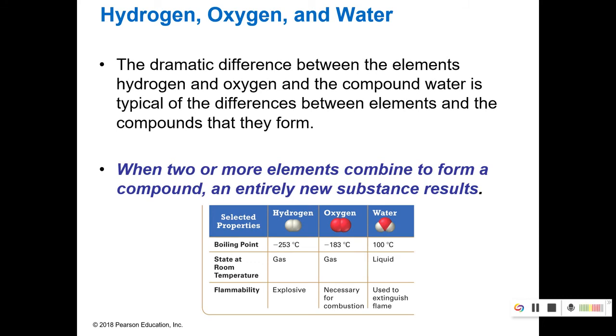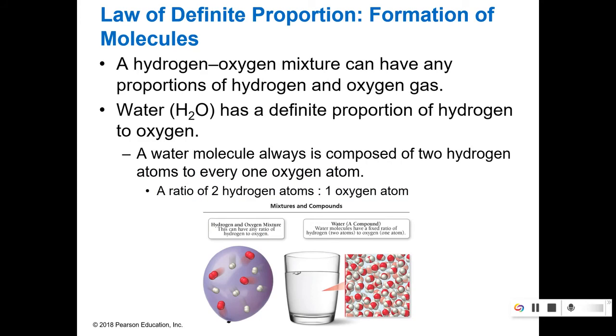So when 2 or more elements combine to form compounds, they do get new properties. So we can see here that hydrogen and oxygen are both gases. We know water is a liquid at room temperature. Hydrogen is actually very explosive, and so is gaseous oxygen, but just pure oxygen. But water is used to extinguish those flames.